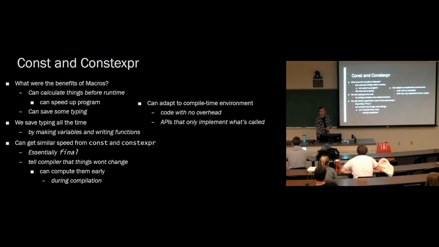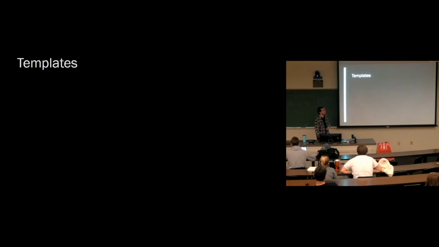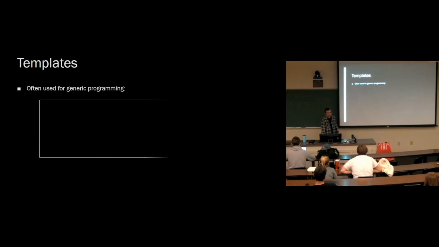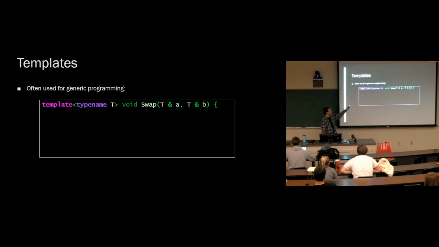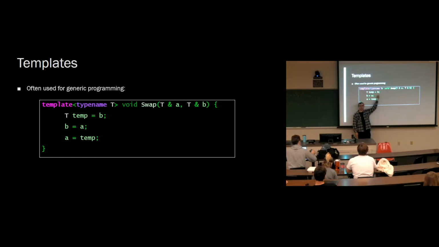Questions? Okay. All right, there's one last form of compile time computation metaprogramming. It's templates. Templates are usually used for generic programming. So this is an example of a templated function in C++. It takes in two things, an A and a B, but the types of those two things are determined by this type parameter, T. And what this allows us to do is avoid rewriting this function multiple times.